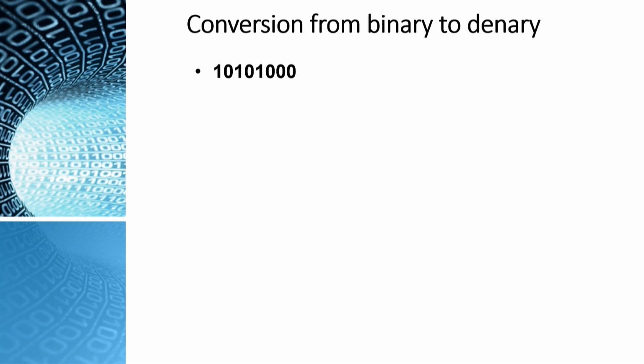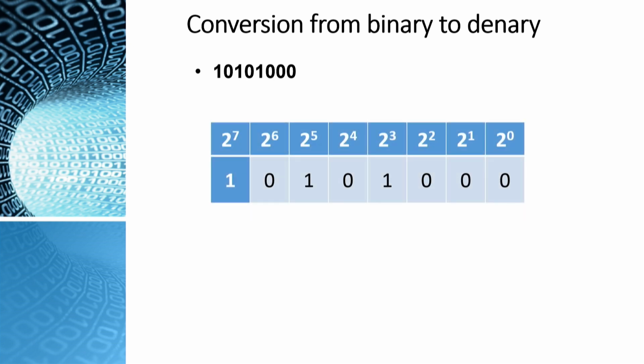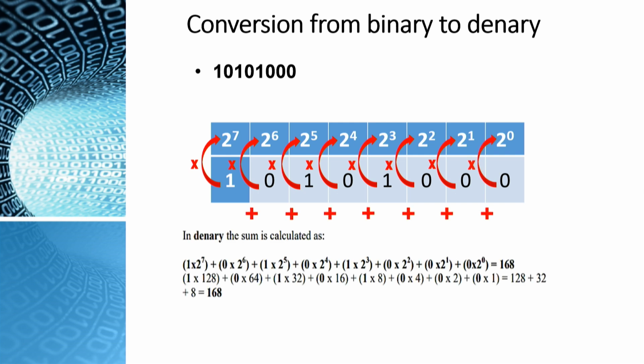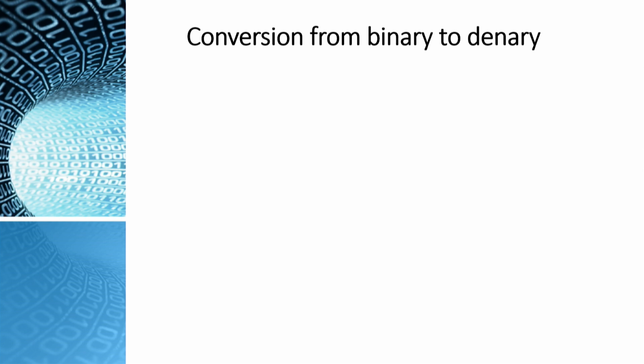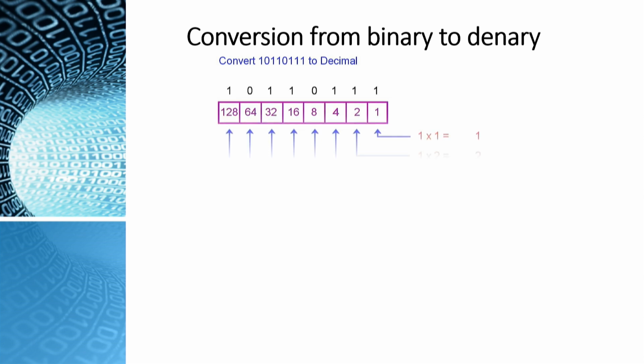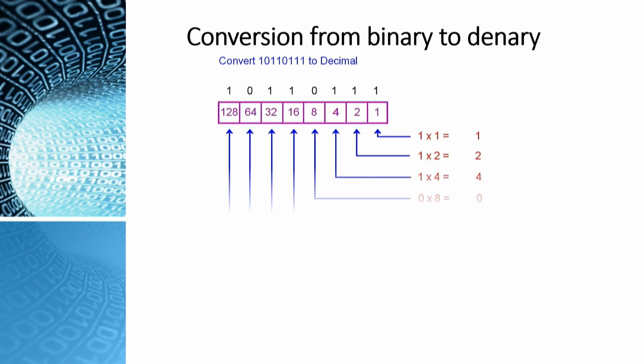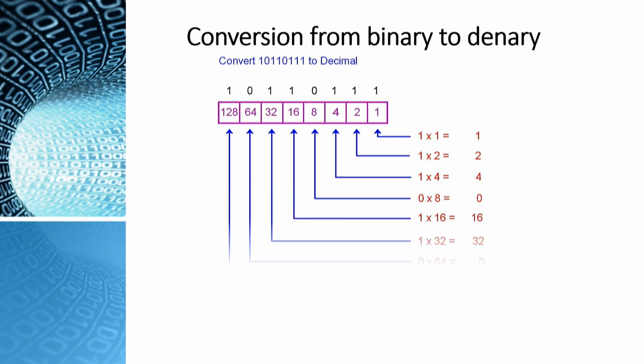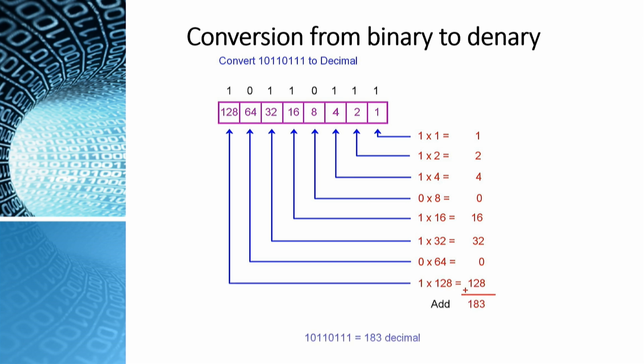To calculate a large binary number like 10101000, we need place values of multiples of 2. Then, we sum up the values of each digit in the binary number multiplied by the corresponding power of 2. In the same way, to calculate the denary or decimal equivalent of 10110111, we sum up the values of each digit in the binary number multiplied by the corresponding power of 2. 10110111 is 183 in decimal.